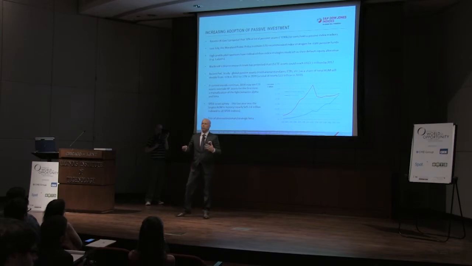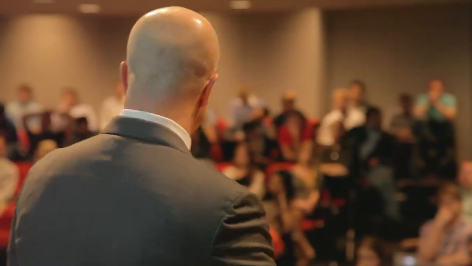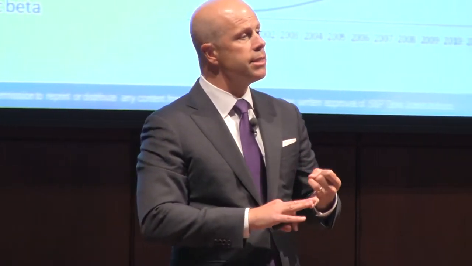So what's going on in our industry right now? We just celebrated the 20th anniversary of the very first ETF. It was based upon the S&P 500. It's called SPDR. It's got $170 billion in it. 20 years hence, we've got a huge amount of ETFs now. There's about $2 trillion in ETFs in the States.